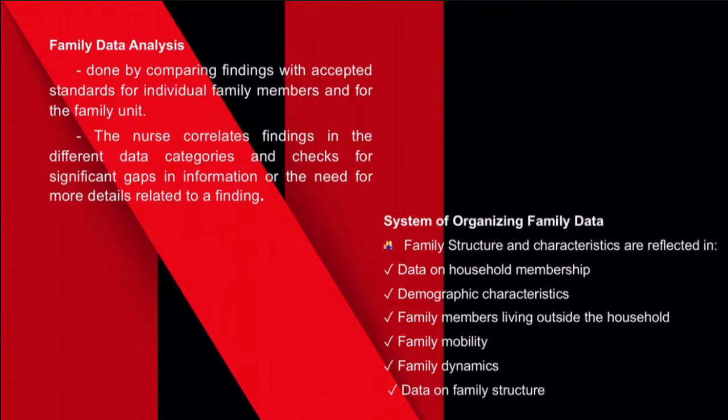Family structures and characteristics are reflected in the following. The first is the data on household membership. It pertains to the data on each individual person, if he is the father, the eldest, the stepmom, and the likes. The second is the demographic characteristics, which refers to the age, race, gender, ethnicity, religion, income, education, home ownership, sexual orientation, marital status, family size, health, and disability status.